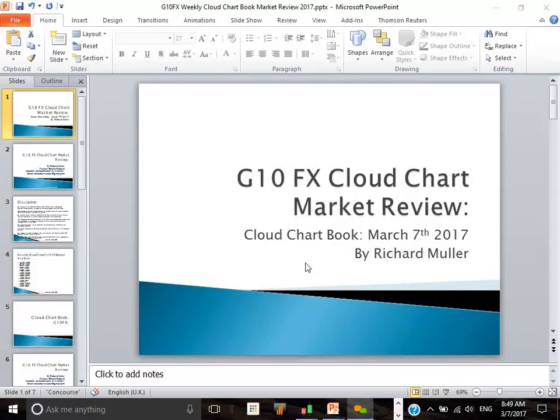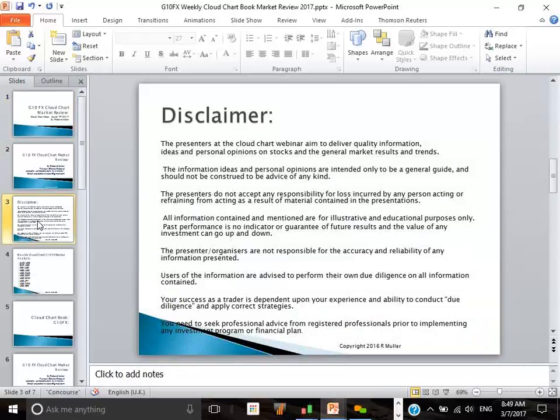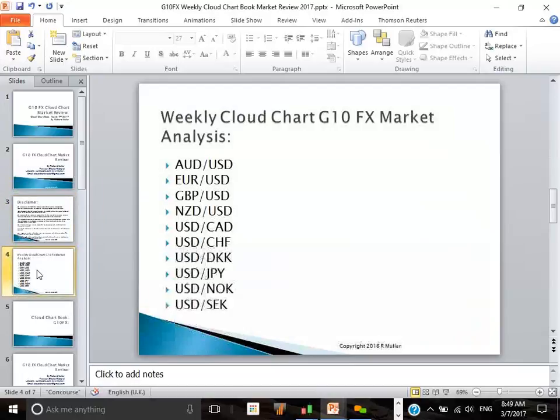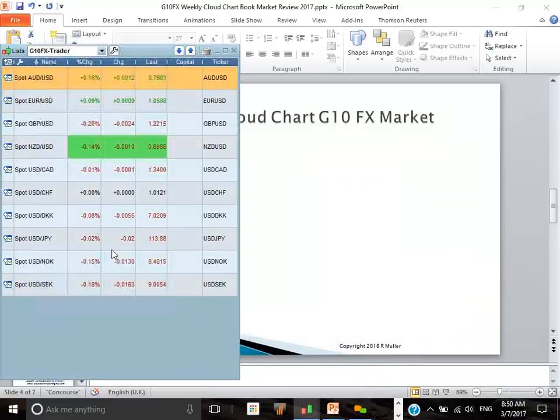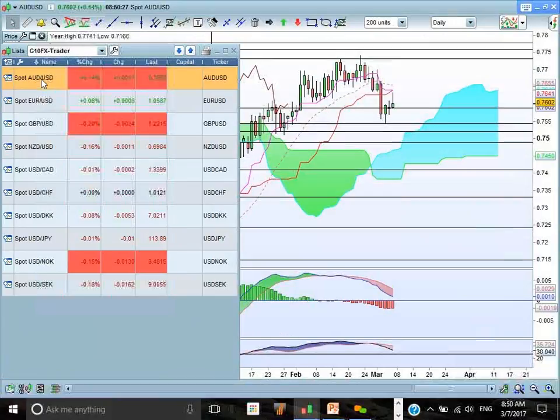Good morning, everybody. It's March the 7th, and this morning I'm going to do the G10 FX Cloud Chart Market Review. We're covering the G10 currency pairs. There they are. We're going to run through these, and let's jump straight into the ProRealTime platform to see what the trends and the opportunities are this week in the G10 currency pairs.